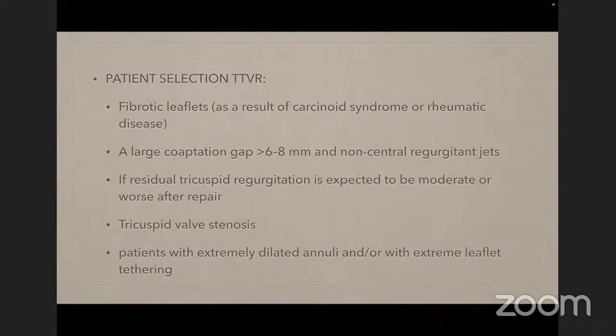In patient selection for tricuspid valve replacement by transcatheter approach, we do a valve replacement rather than a valve repair in patients with fibrotic leaflets as a result of carcinoid syndrome or rheumatic disease, a large coaptation gap of 6 to 8 millimeters, and a non-central regurgitant jet. If the residual tricuspid regurgitation is expected to be moderate or severe after the repair, we go to replacement. Also in tricuspid valve stenosis, and in patients with extremely dilated annuli or extreme leaflet tethering.